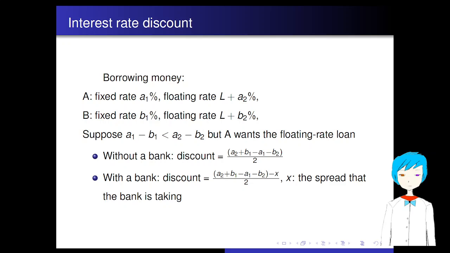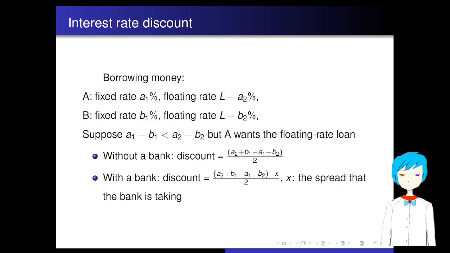We can also do currency swaps. So for borrowing money in two different types of currency, company A can borrow the currency C1 at the rate A1 and borrow currency C2 at the rate A2. For company B, the interest rate for C1 is B1 and the interest rate for C2 is B2.